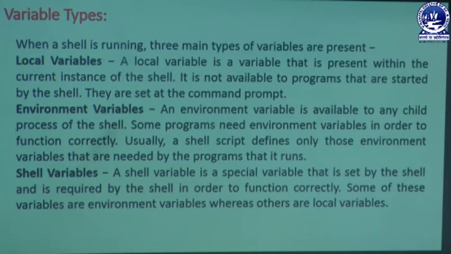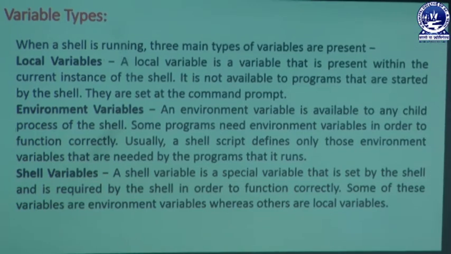Some programs need environment variables in order to function correctly. So usually a shell script defines only those environment variables that are needed by the program that it runs. Because we have a number of variable scopes or types of variables, those variables need to be accessed in the Unix operating system. We may prefer to use this type of variable in our Unix operating system. Otherwise, there is no need to process it. If a user needs to process this kind of environment, we must be aware of it. If a user is not aware of it, then we get an error at the time of processing.